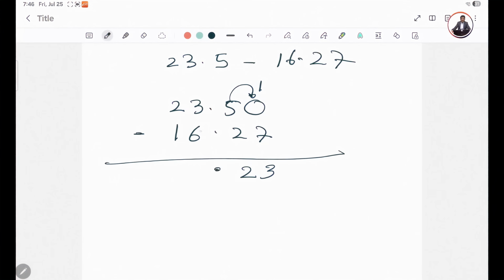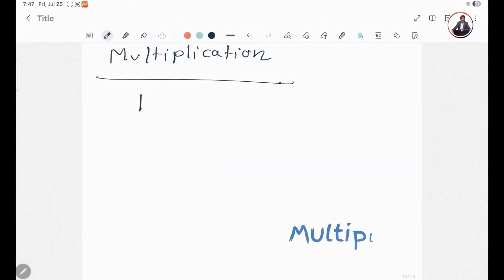And then 3 take away 6, you can't do that. And then take 1 from here. 13 take away 6 is 7. And 1 take away 1 is 0. The answer is 7.23.